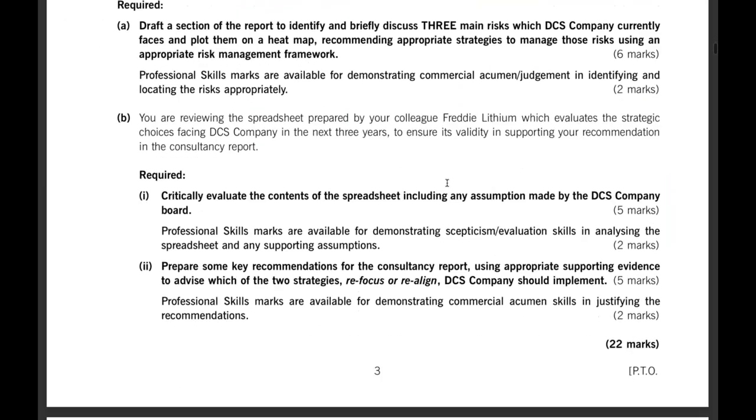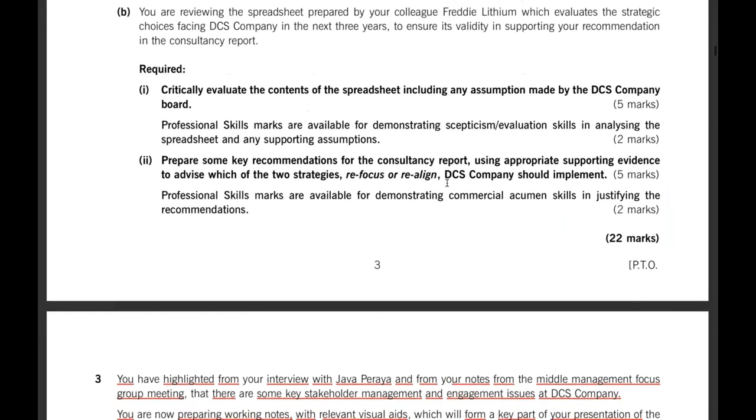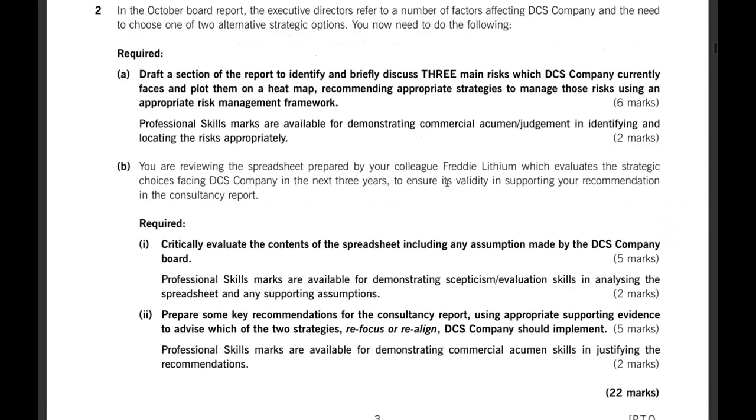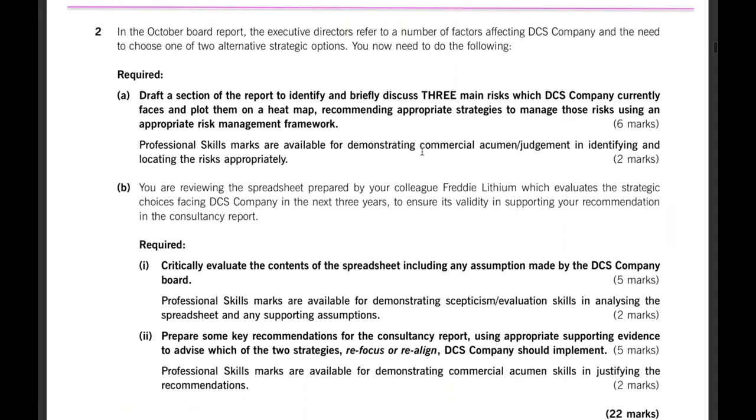So why is this not being annotated? Because these are the syllabus areas that we will be covering later.